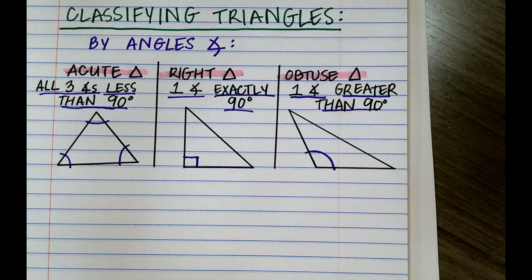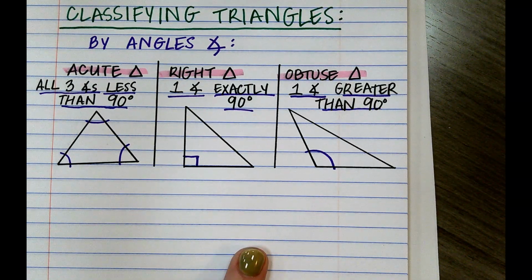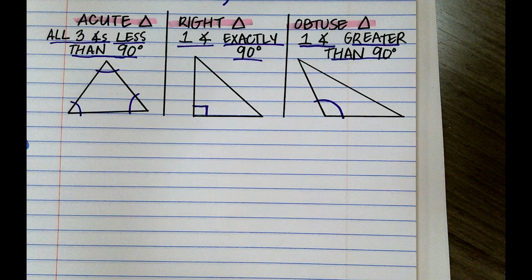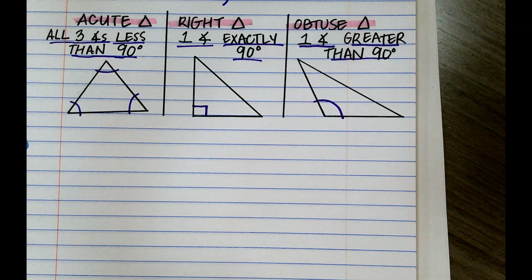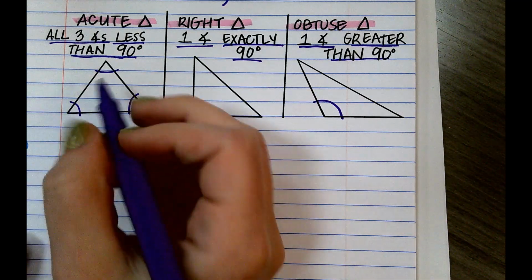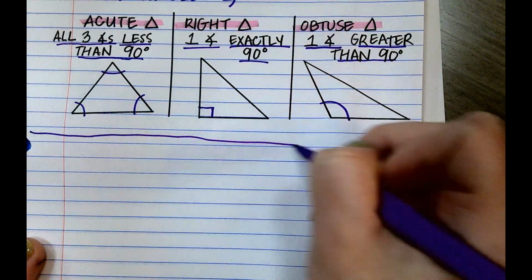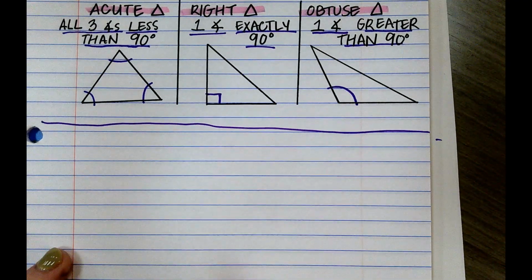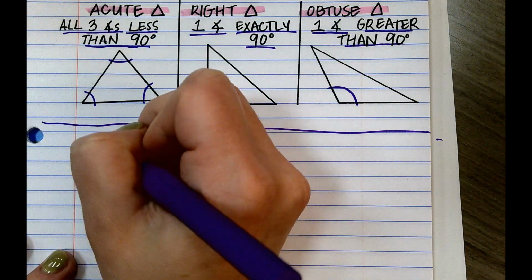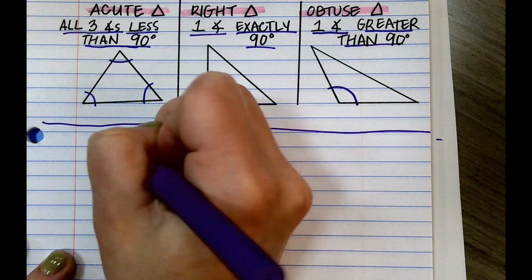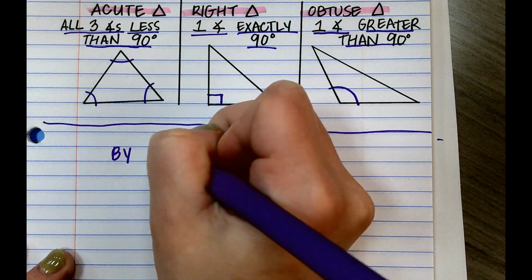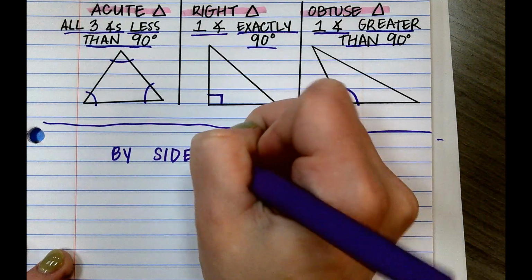All right. So that's by angles. Now we can also classify by side lengths. So I'm going to draw a line here, a little messy. And then I'm going to write a new title, by sides or by side lengths.